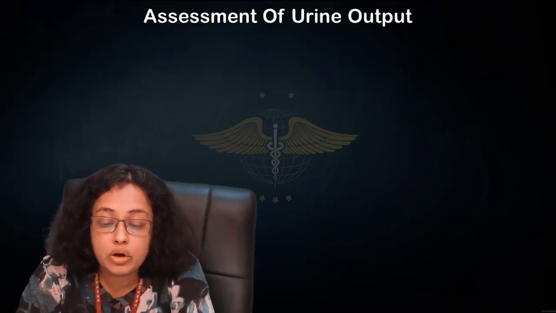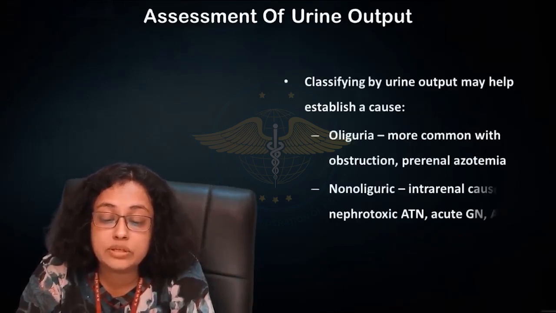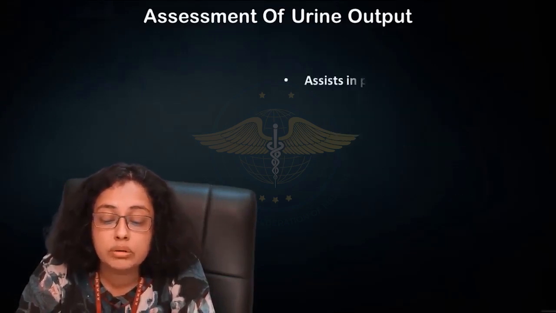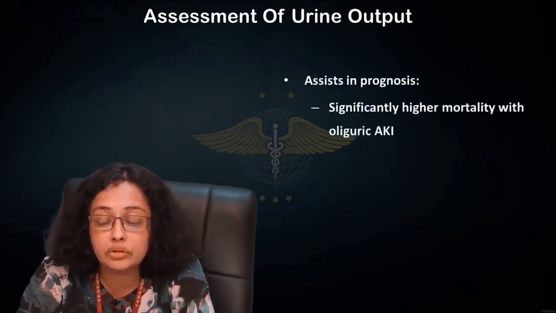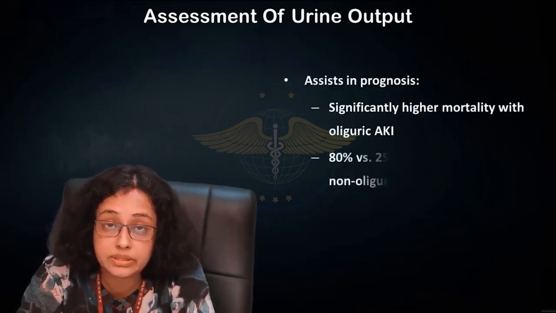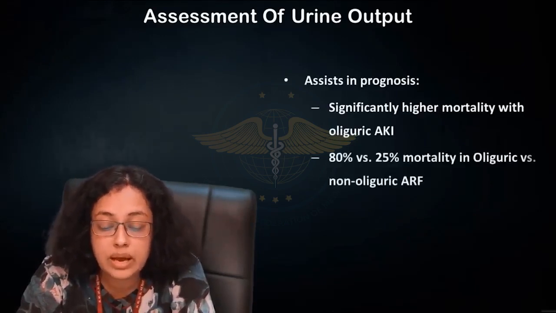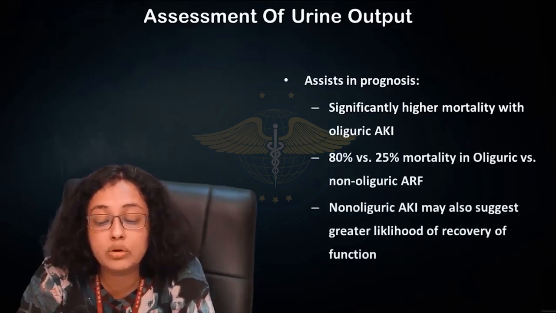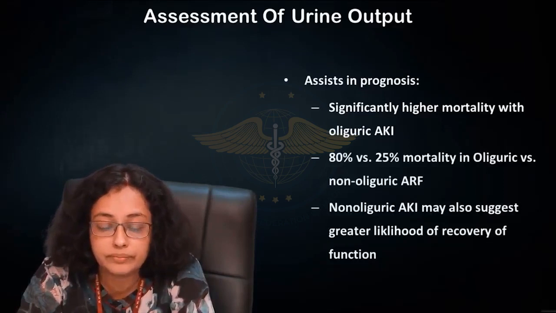So based on the urine output, classification may help to establish a cause. Also, urine output assessment is important for prognosis. It has been shown in studies that the mortality is significantly higher with oliguric AKI compared to non-oliguric AKI, that is 80% versus 25%. And non-oliguric AKI also suggests a greater likelihood of complete recovery of kidney function.